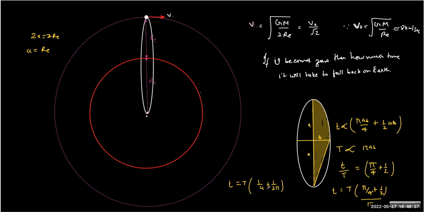It is roughly 0.41 T. What is T? T is the total time period of the orbit, the time period around the Earth. This small t is the time taken to fall down, to go from the top to the Earth here. And capital T is the total time period around the Earth, which we need to find.